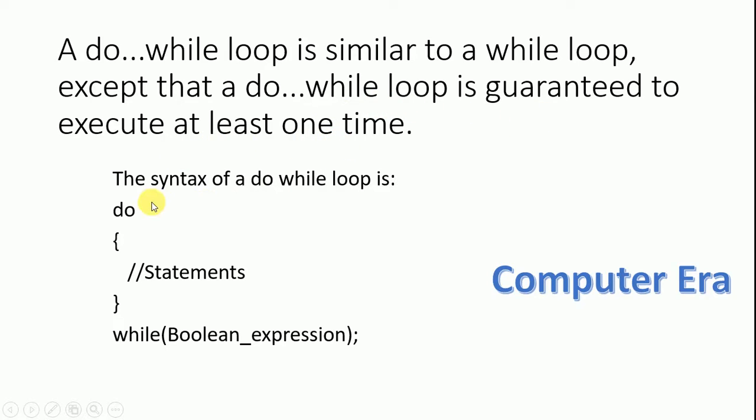Here, if you look at the syntax of a do while: do the statement that has to be executed, and while the boolean expression. It will execute the statement for the first time, then it will go for the condition check, and if it is true, then it will go for the next time, otherwise it will come out. So at least one time has to be executed.